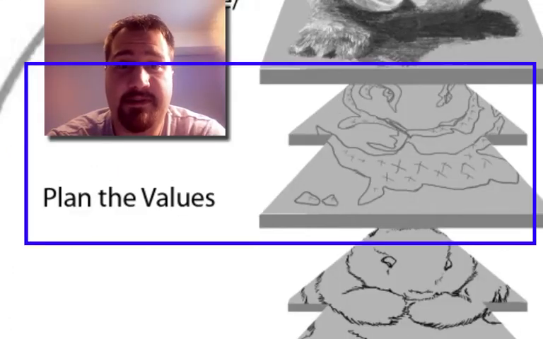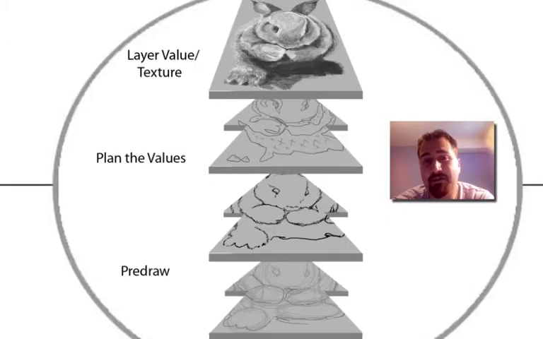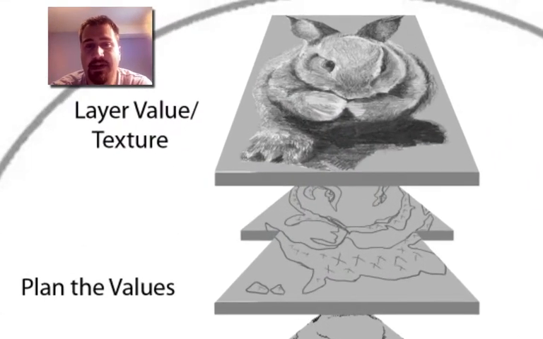The second step is you block in your values, or in other words, plan where your values are going to go. You map them out, kind of like a topographical map or a paint by numbers picture, and eventually with practice you do all that in your head as you work. And the final step is to layer in your values. You add several different layers of gray on top of each other in order to get rid of all that line work and to have a great photorealistic image.